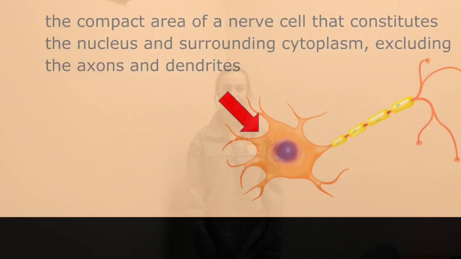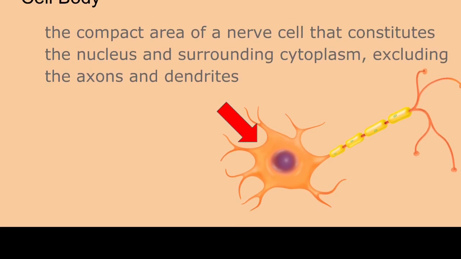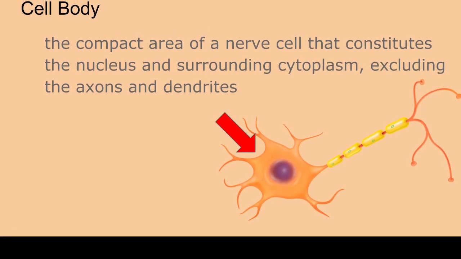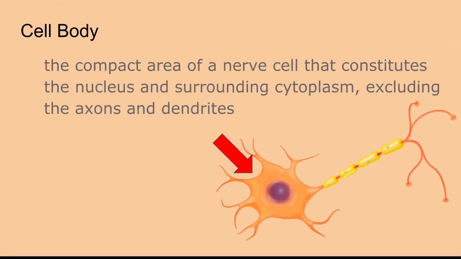This one's the compact area of a nerve cell that constitutes the nucleus and surrounding cytoplasm. Yep, that's right. This one's your cell body. It excludes the axon and dendrites, though.